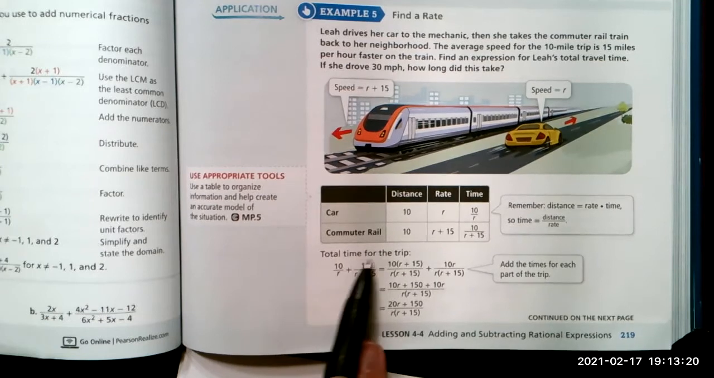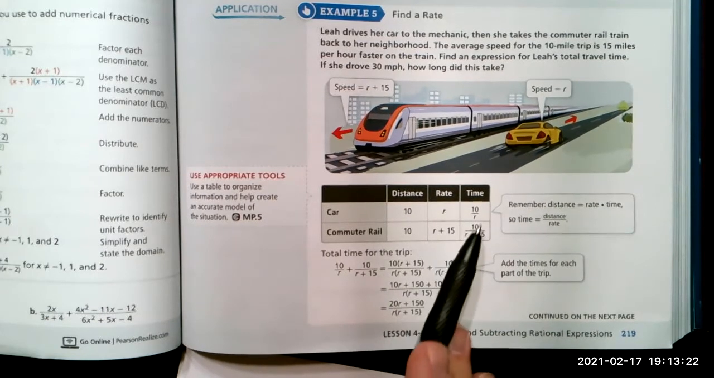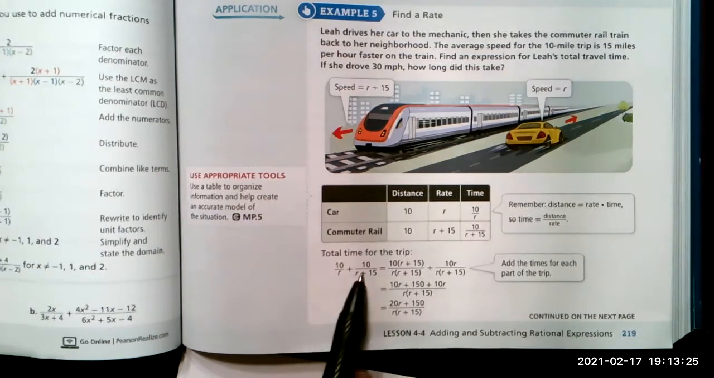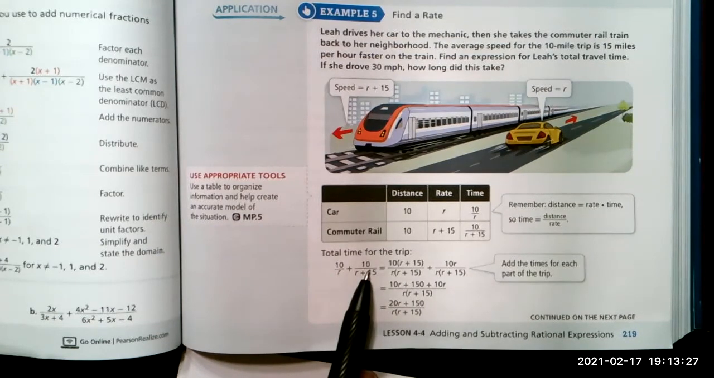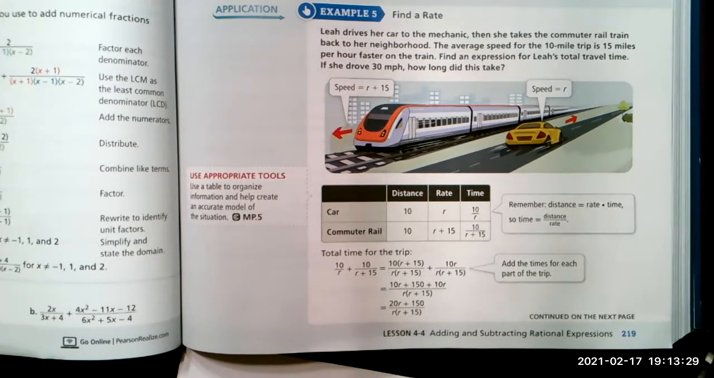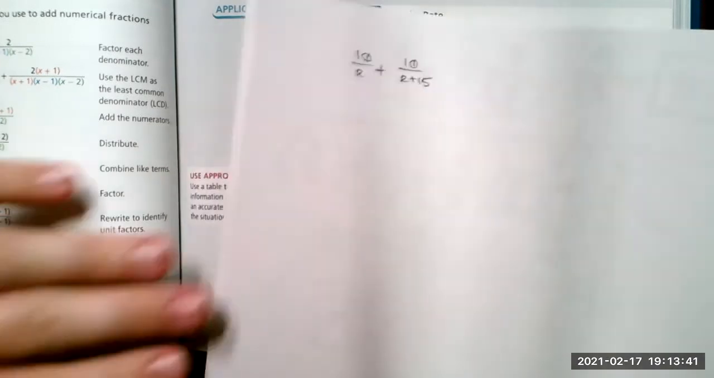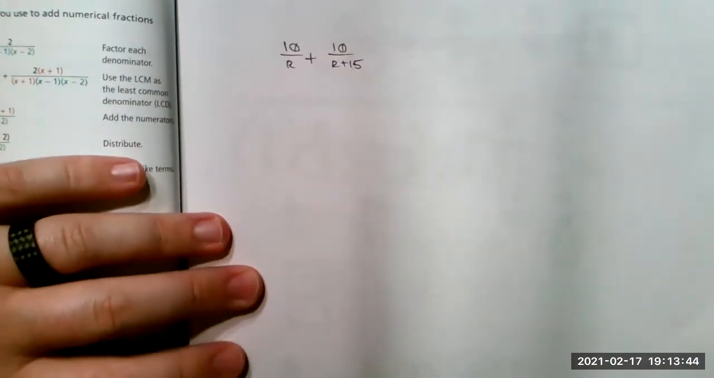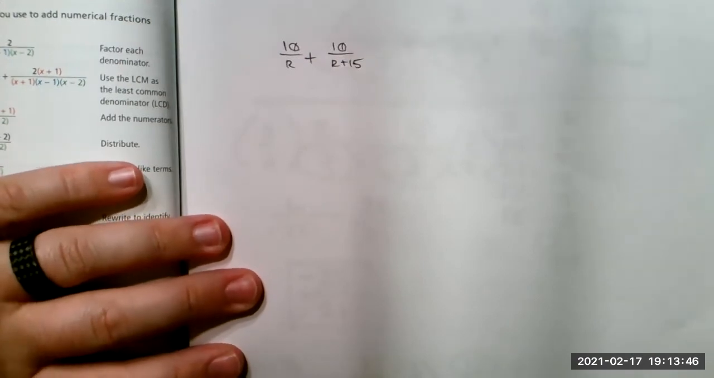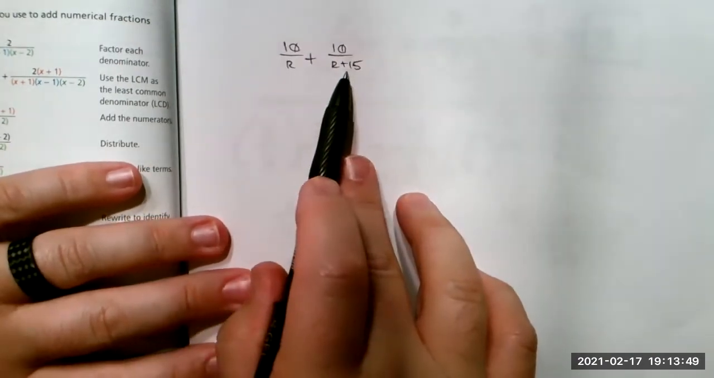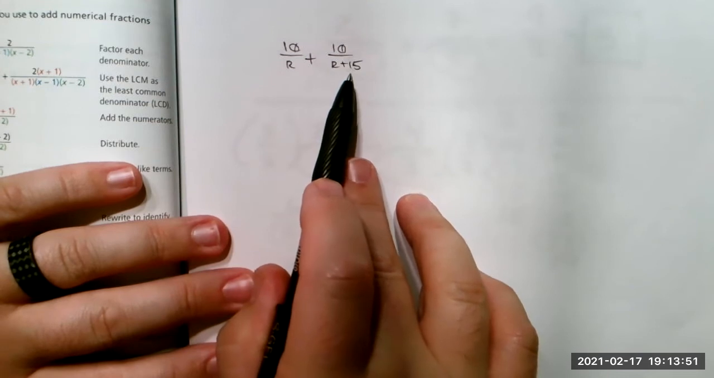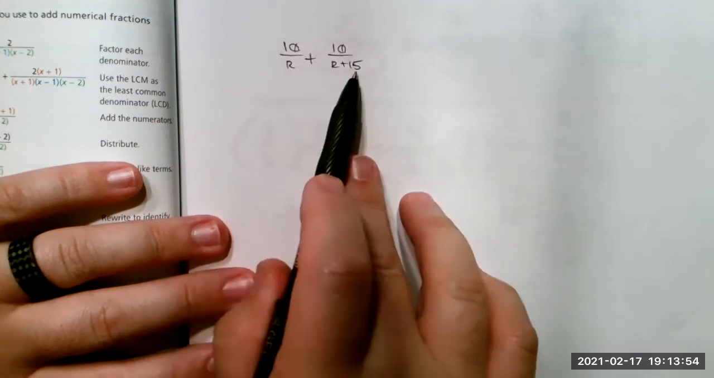So in this case, they're only looking at time. That's all they care about. And this is the time column right here. And all they're doing is adding the two times together to figure out how long it's going to take her to go drop her car off and take the train back. So my two times are 10 over r, and they add that to 10 over r plus 15. So we'll go ahead and do this together. It's almost there, right? There's just a 15 over with the second fraction. But remember, you have to have common factors down below.